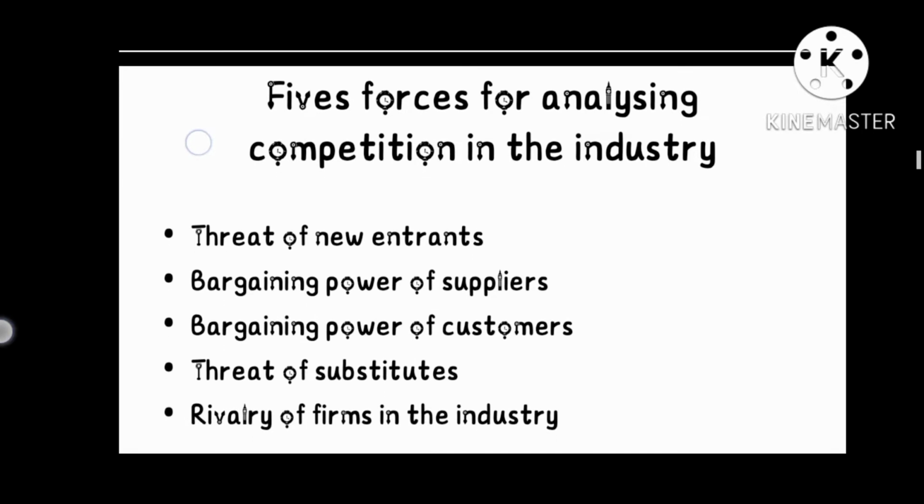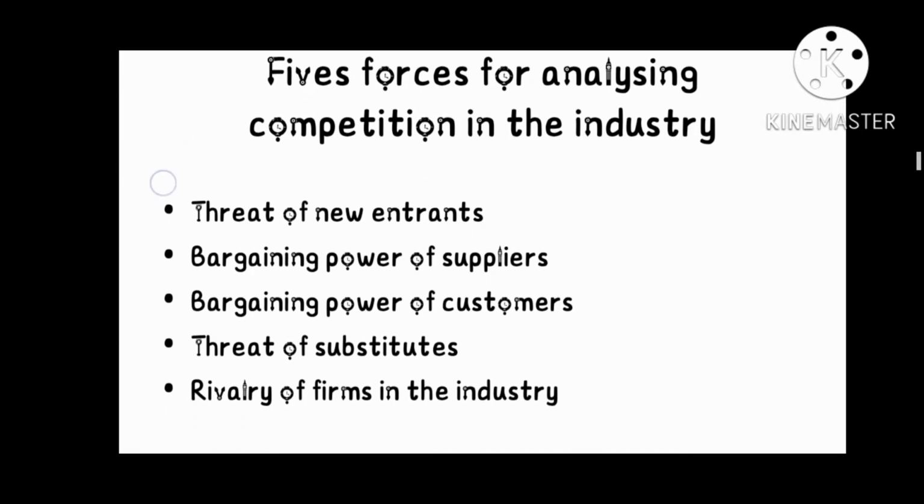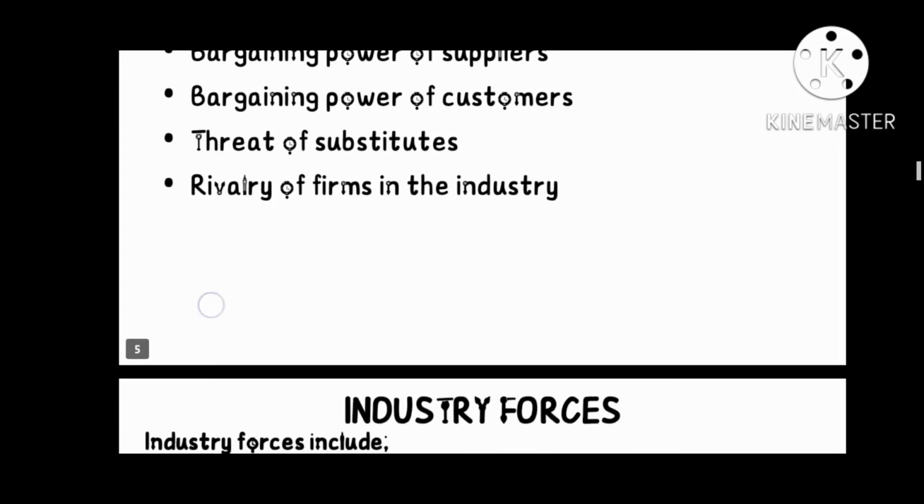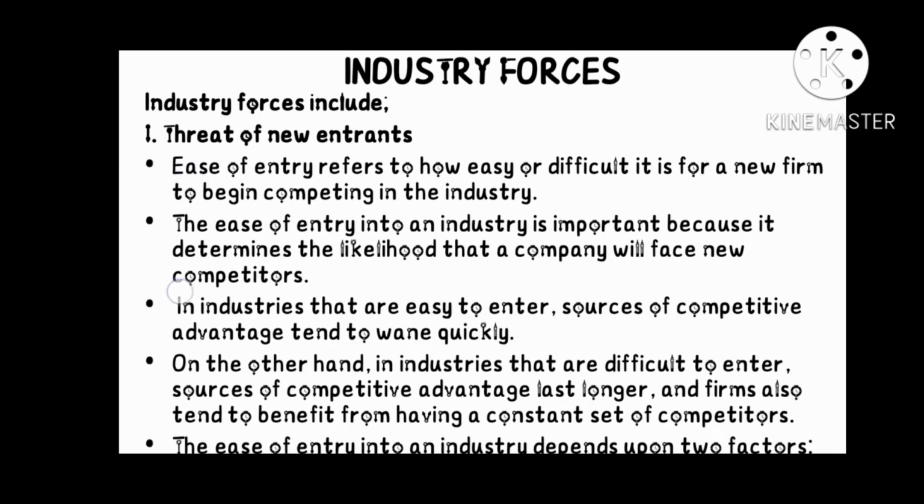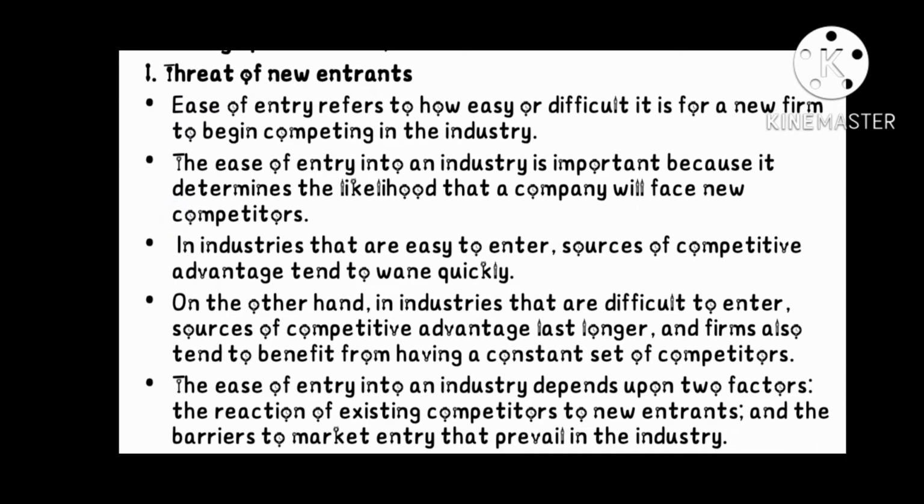What are these 5 forces that we're talking about? The 5 forces for analyzing competition in the industry include threat of new entrants, bargaining power of suppliers, the bargaining power of customers, the threat of substitutes, and the rivalry of firms in the industry. So we're going to look at these in detail. No need to fret. So the first force is the threat of new entrants.